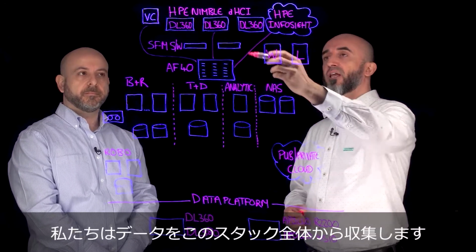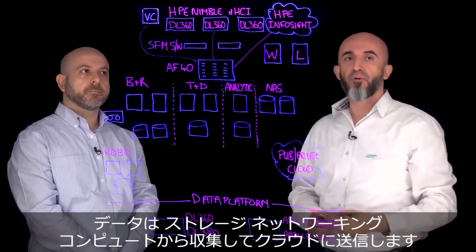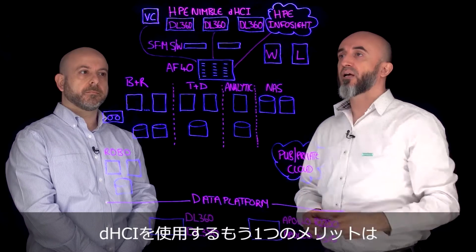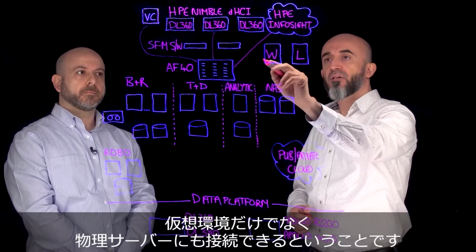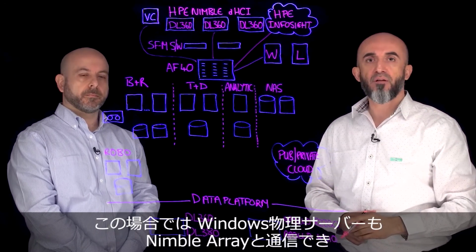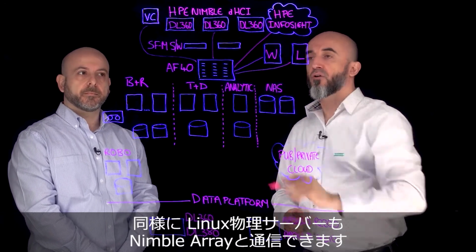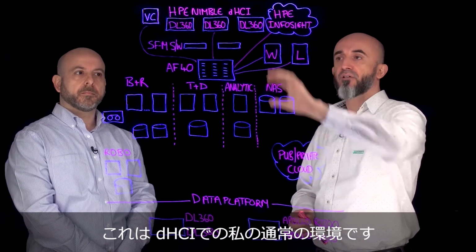So we are gathering data from the entire stack. We're getting data from your storage, your networking, and your compute, shooting it over to the cloud. One other benefit of dHCI is that it allows you to connect not only your virtual environment, but also your physical servers. In this case, I have a physical Windows server that can also talk to the Nimble array, and also a Linux physical server that can also talk to the Nimble array. So this is my typical environment running in a dHCI.